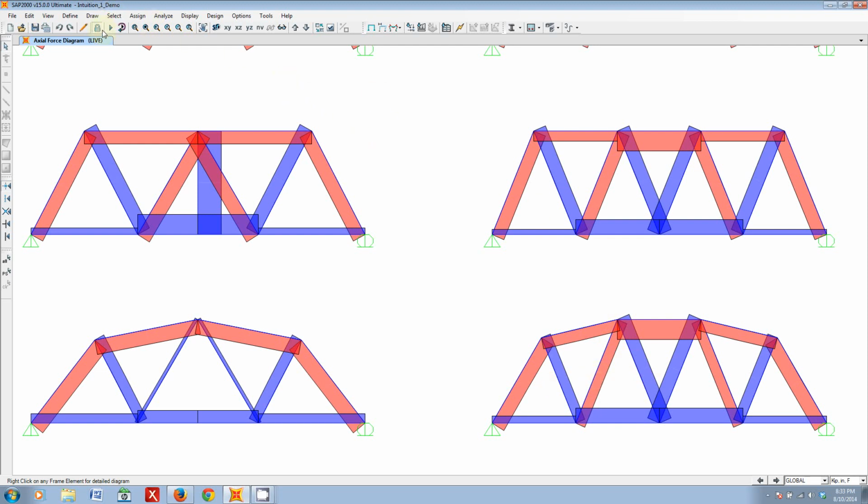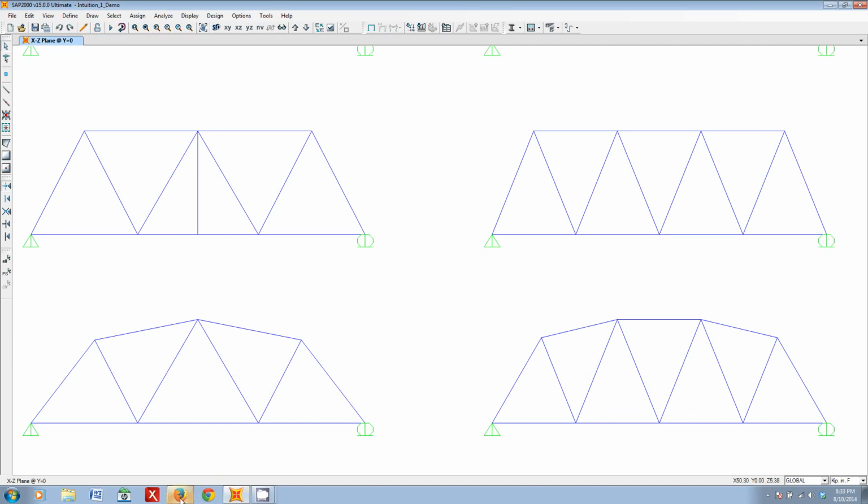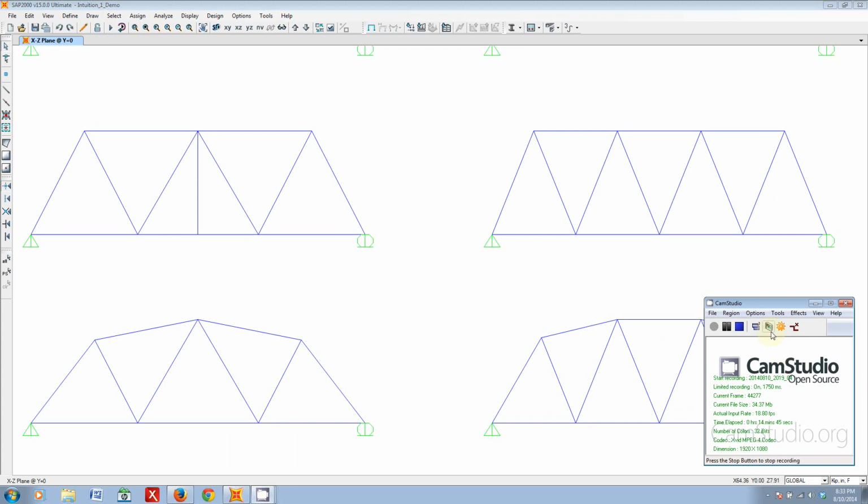So hopefully that was kind of useful. Nice little heuristics that'll kind of help you to figure out what load in a member will be compressive and which will be tensile.